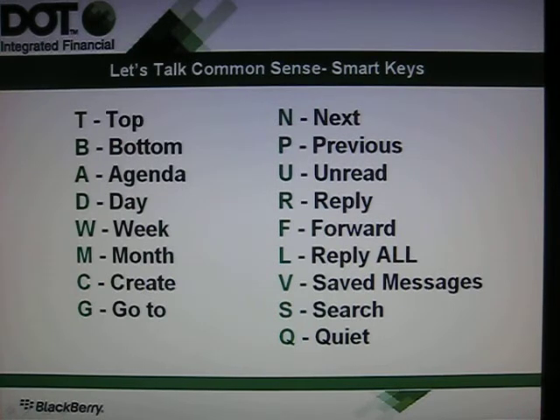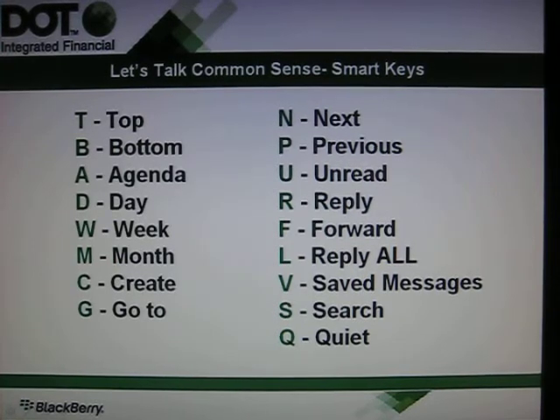N, next, P, previous. U, unread, is probably one of the best features that people aren't aware of, and that's simply when you're already reading an email, in order to go to the next email, most people escape, go to the next one, see what they want to read. If you press U, it'll take you right to the text of the next unread email. And if you get to the top of your list, it'll go all the way back down to the oldest unread email. R is for reply, F is for forward, L is to reply to all.